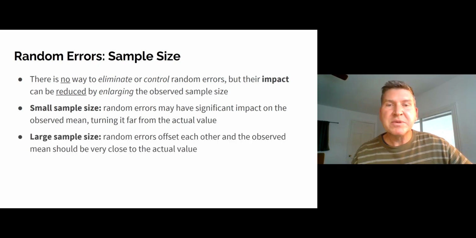With a larger sample size, you can see that random errors are going to offset each other, and the observed mean, in this case, it is an actual fair coin, should be very close to the actual value. So with 100 flips, we should see it pretty close to 50% heads and 50% tails.